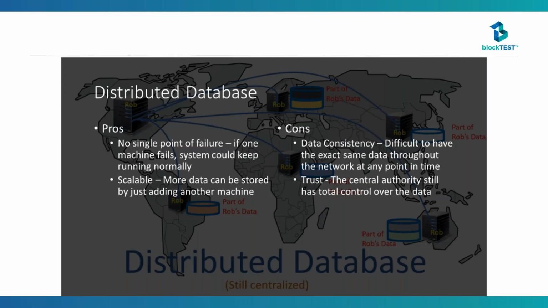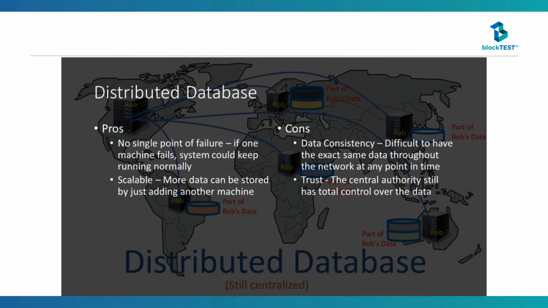So some positives of this is that you no longer have to deal with a single point of failure. If one machine fails, the other machines can step up and make sure that the database keeps running as normal, and it's easily scalable. So more data can be stored just by adding an additional machine. Some drawbacks, and for Rob's architecture, one of the drawbacks is data consistency. It's difficult to have the exact same data shared throughout all of the different databases.